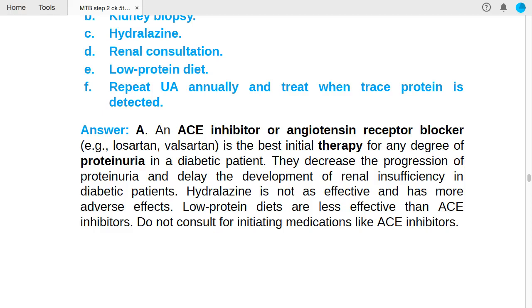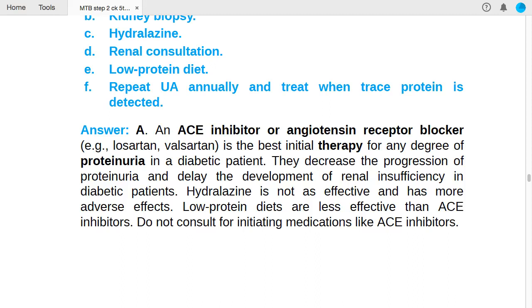They decrease the progression of proteinuria and delay the development of renal insufficiency in diabetic patients. So this is the whole thing: by starting this ACE inhibitor, we actually decrease the progression of proteinuria and delay the development of renal insufficiency in diabetic patients.